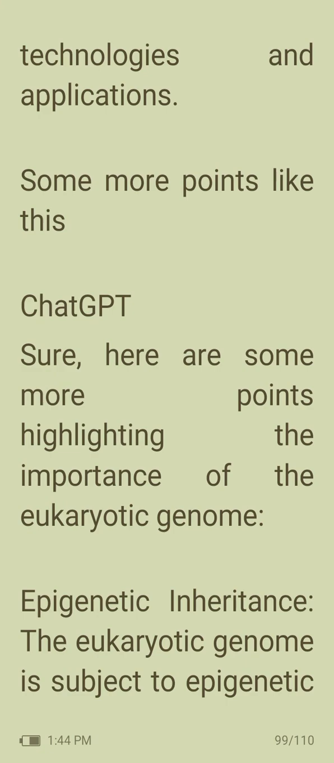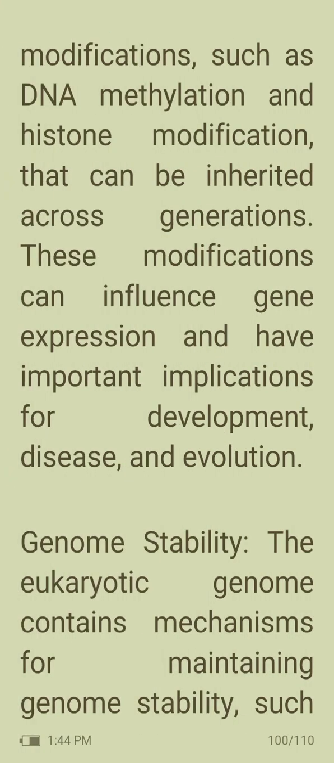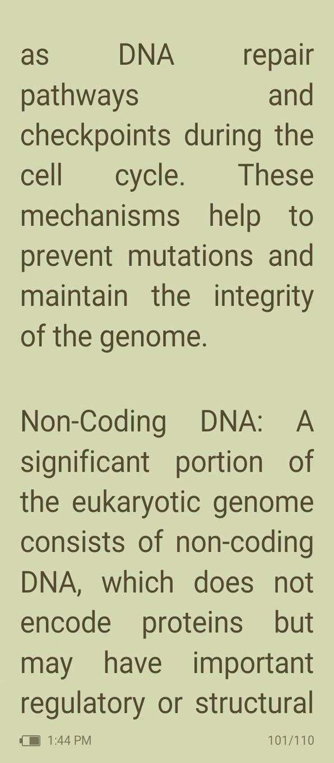Then epigenetic inheritance. The eukaryotic genome is subject to epigenetic modifications like DNA methylation and histone modification that can be inherited across generations. These modifications can influence gene expression and have important implications for development, disease, and evolution. Then genome stability. The eukaryotic genome contains mechanisms for maintaining genome stability, such as DNA repair pathways and checkpoints during the cell cycle. These mechanisms help to prevent mutations and maintain the integrity of the genome.